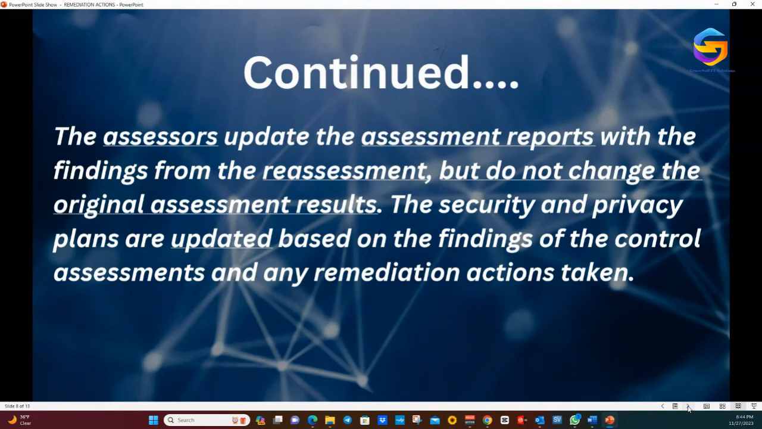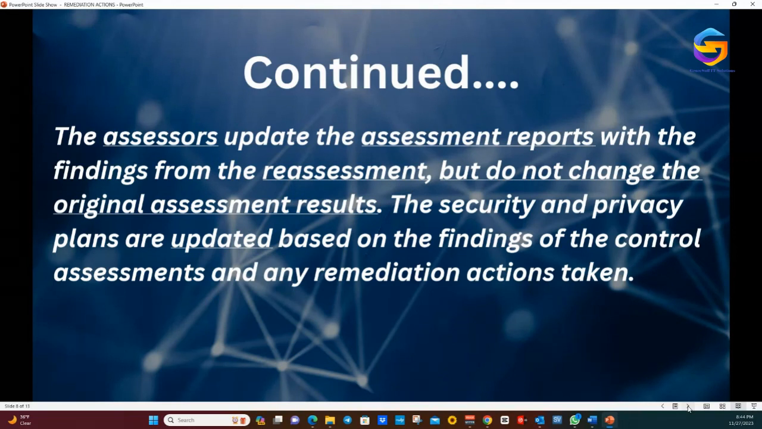The assessors update the assessment reports with the findings from the reassessment, but do not change the original assessment results. This is very key. The security and privacy plans are updated based on the findings of the control assessment and any remediation actions taken. What does this also mean? When the reassessment is done, the assessor would have to update the assessment reports with the findings, but do not make any changes to the original results.